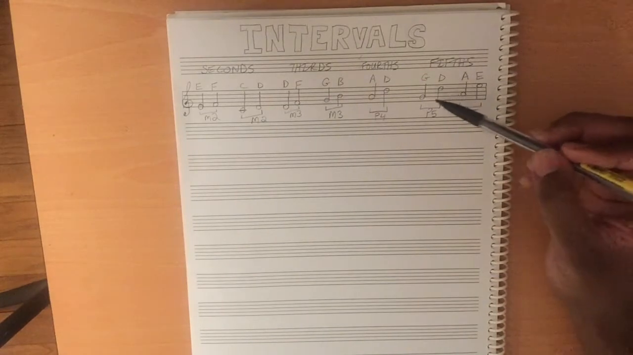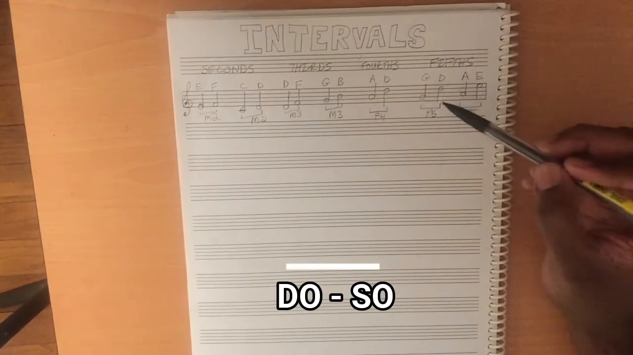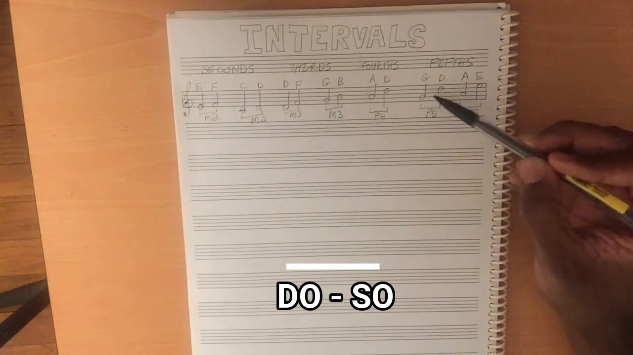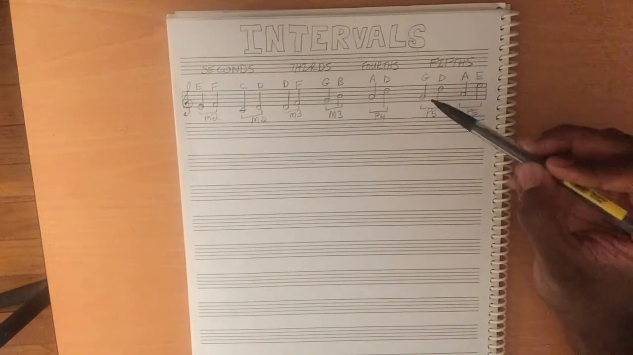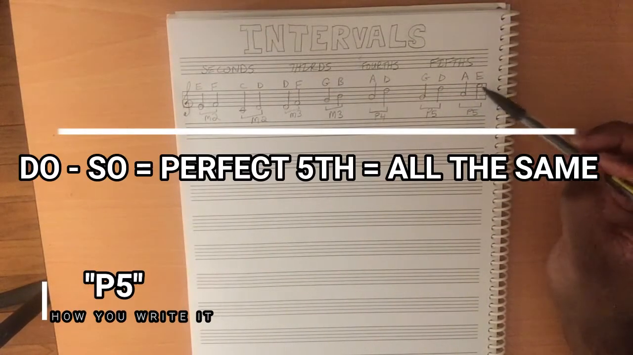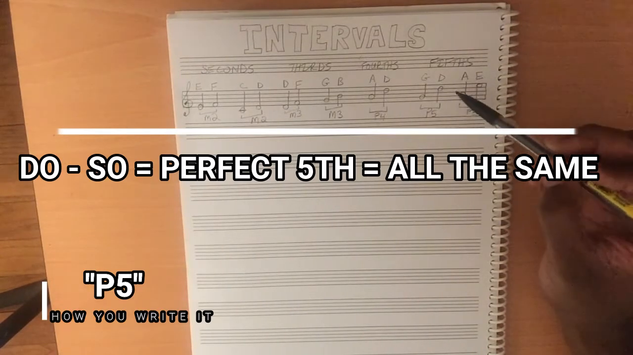So for fifths, think in terms of do, so. Do, so, do, re, mi, fa, so, do, so, perfect fifth, all the same.